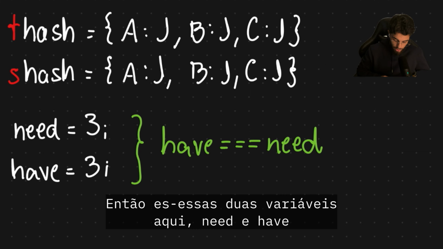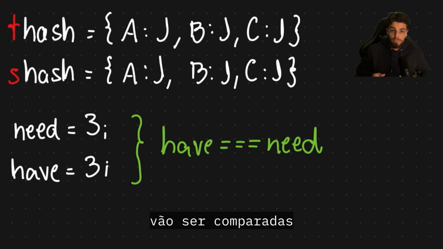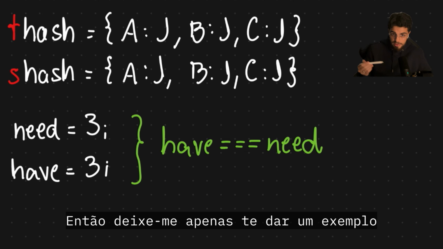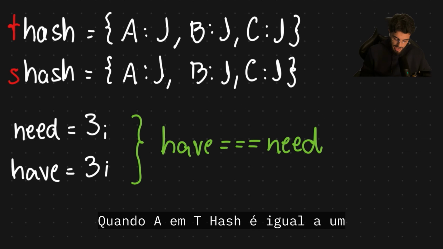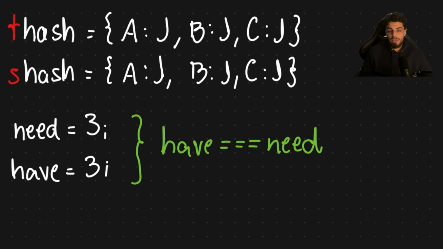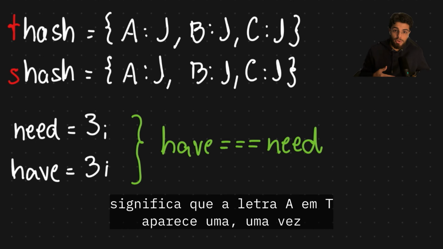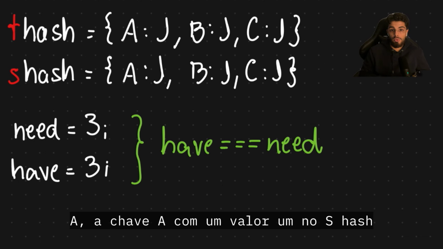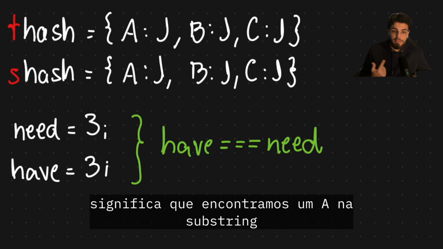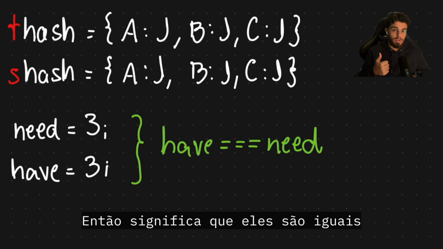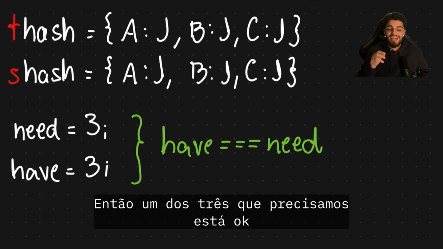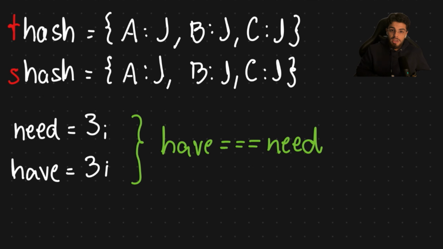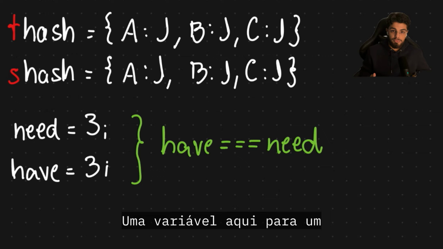Okay? So these 2 variables here, need and have, are going to be compared. So let me just give you an example. When A in T hash is equal to 1, it means that the letter A in T shows up one time. And when we have the key A with the value 1 in the S hash, it means that we have found 1 A in the substring. So it means they are equal. So one of the 3 we need is okay. So we're going to increase the have variable here to 1.